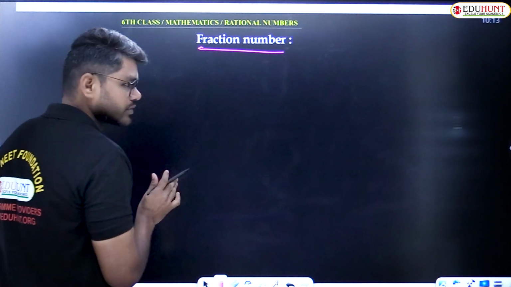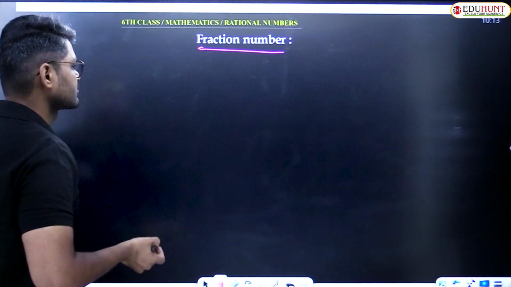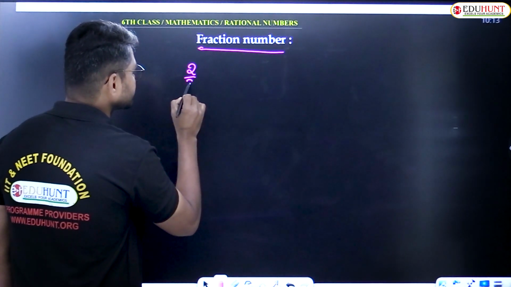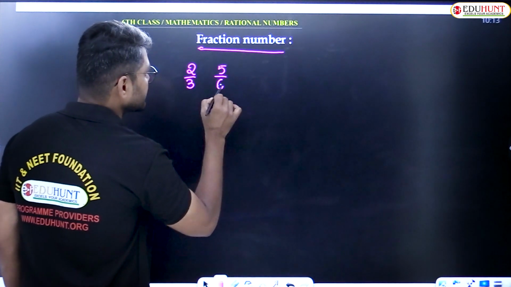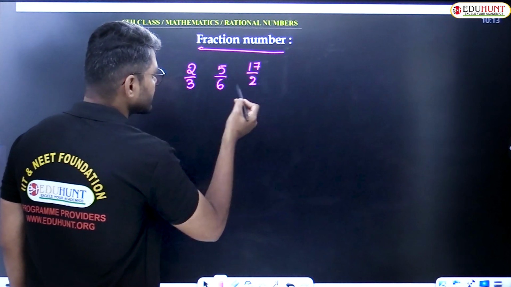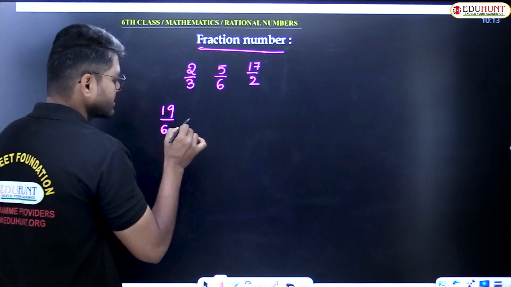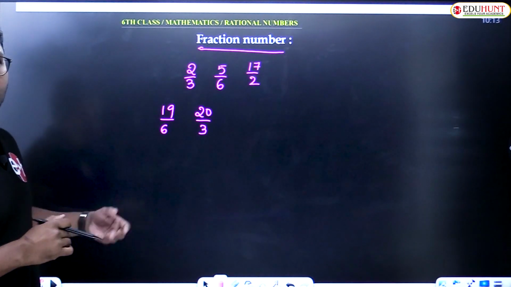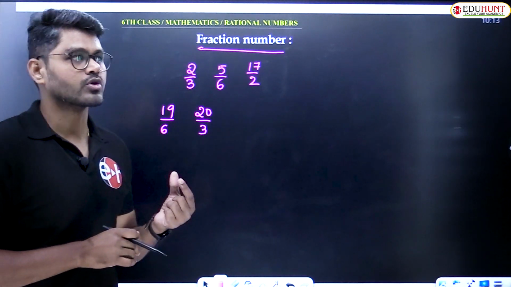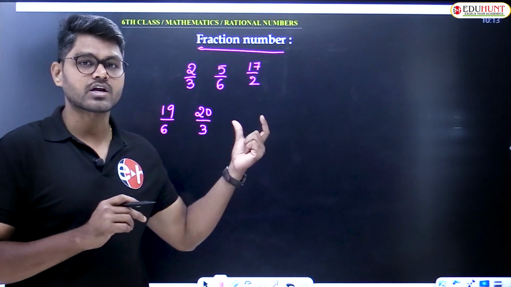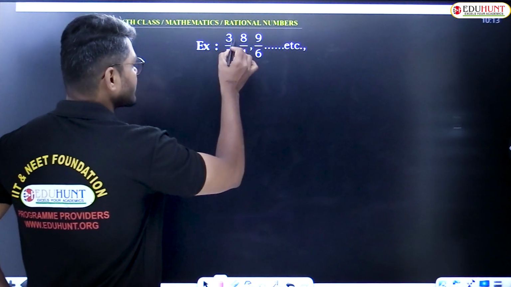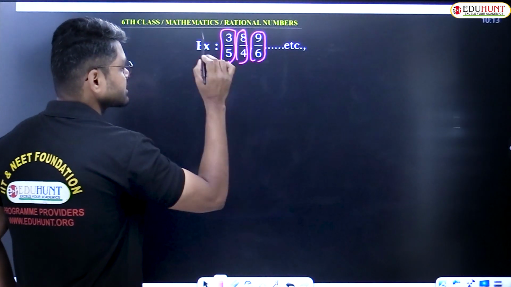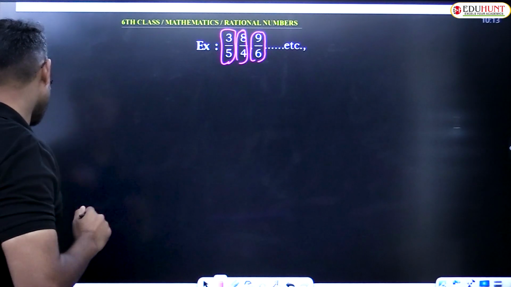Fraction number. You take any fraction, that is called a fraction number. Rational numbers are fractional numbers. 2 by 3, 5 by 6, 17 by 2, 19 by 6, 20 by 3. All these are fraction numbers. We have both numerator and denominator. These are called fraction numbers. Examples: 3 by 5, 8 by 4 and 9 by 6. We can cancel them. Keep it aside.